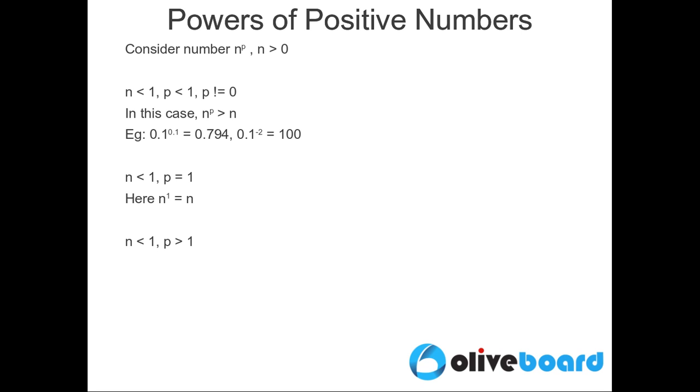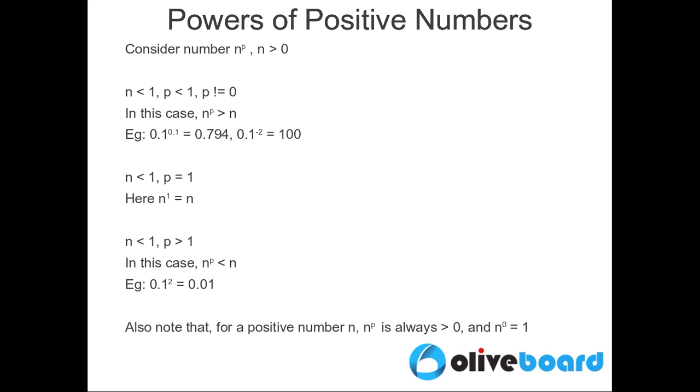We next consider the case where n is less than 1 and p is greater than 1. In all these cases, n power p will be less than n. For example, 0.1 square is equal to 0.01, which is less than 0.1. Also note that for a positive number n, n power p is always greater than 0 and n power 0 will always be equal to 1.